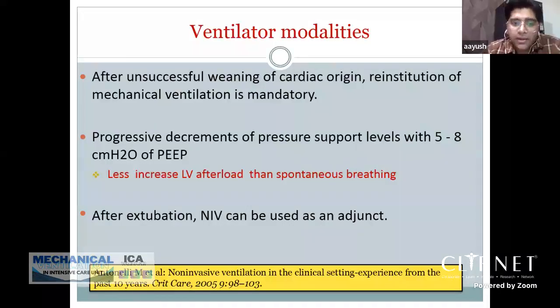Regarding ventilator modalities, after unsuccessful weaning of cardiac origin, reinstitution of controlled mandatory mechanical ventilation is mandatory. Some of the studies have found that progressive decrements of pressure support levels with 5 to 8 centimeter of H2O of PEEP have been useful. There is a lesser increase in LV afterload than in spontaneous breathing patients when the patients have been weaned with pressure support levels. And after extubation, you can try to wean the patients on a non-invasive ventilator, that is on a BiPAP or an NIV.